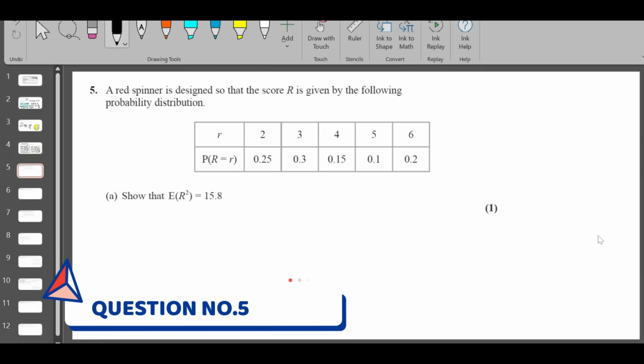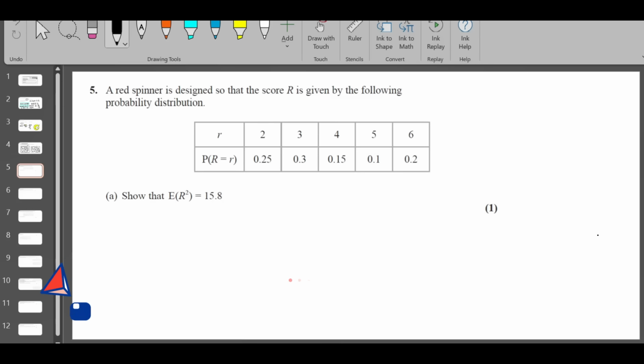Question number 5 now. We have a probability distribution. A red spinner is designed so that the score R is given by the following probability distribution. Show that E of R square is 15.8. How do we find E of R square? The formula is sigma R square times P. You need to square this R and then multiply by the probability.